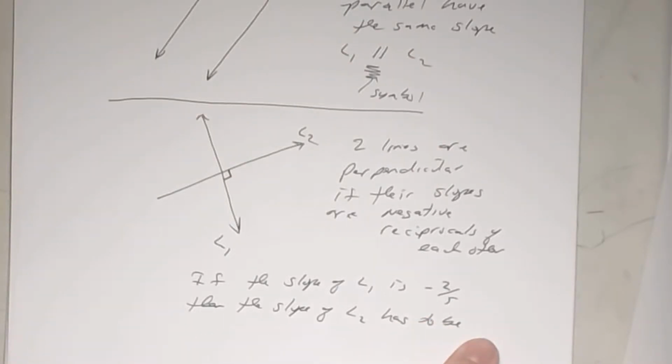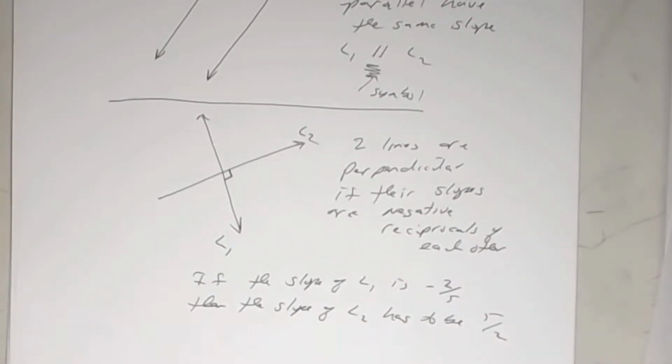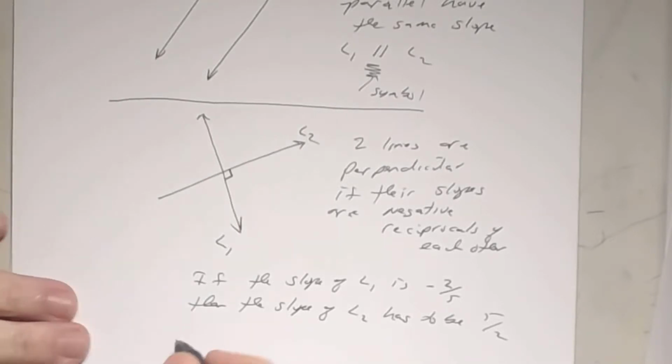So instead of negative, it'll be what? Positive, and then you take the reciprocal. So what's the reciprocal of 2/5? 5/2. That's what we mean by negative reciprocals. So the negative reciprocal of negative 2/5 is what? Positive 5/2. Okay? So notice if they're perpendicular, one's going to be negative, the other's going to be what? Positive. Okay?